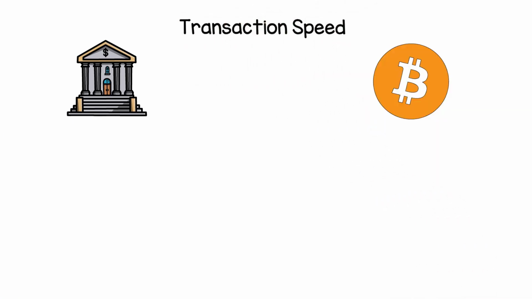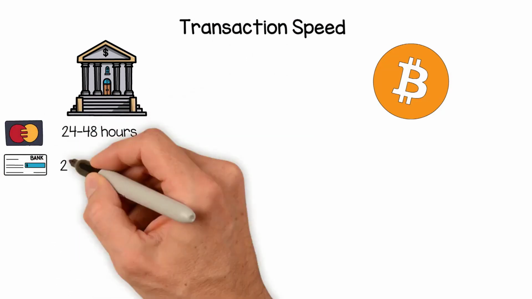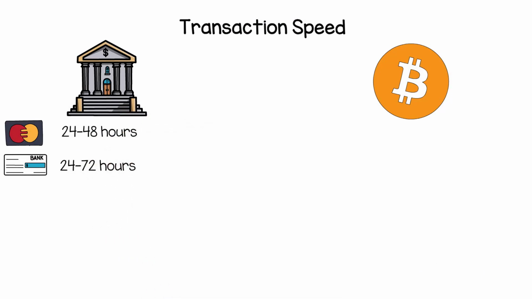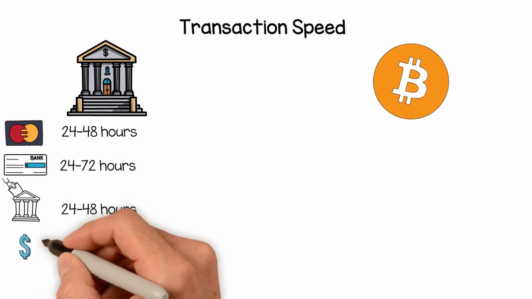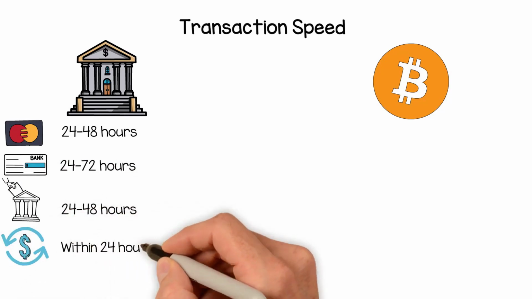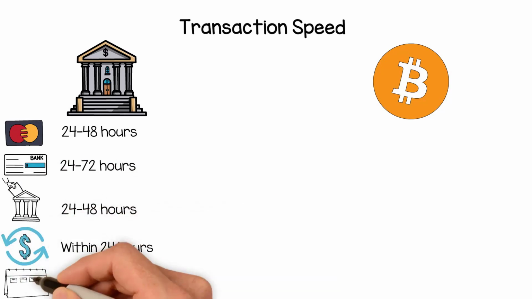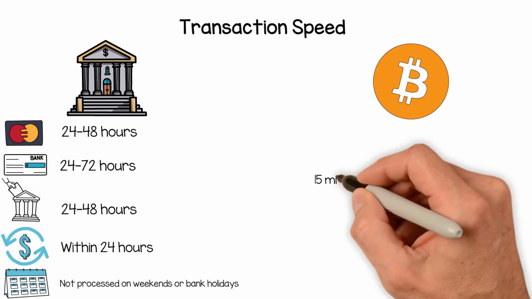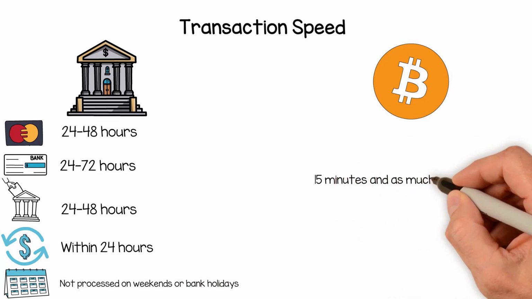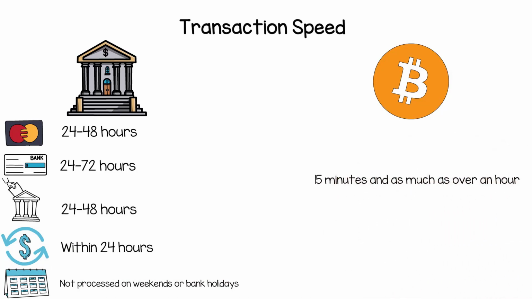Transaction speed. Card payments, 24 to 48 hours. Checks, 24 to 72 hours to clear. ACH, 24 to 48 hours. Wire, within 24 hours unless international. Bank transfers are typically not processed on weekends or bank holidays. Bitcoin transactions can take as little as 15 minutes and as much as over an hour depending on network congestion.